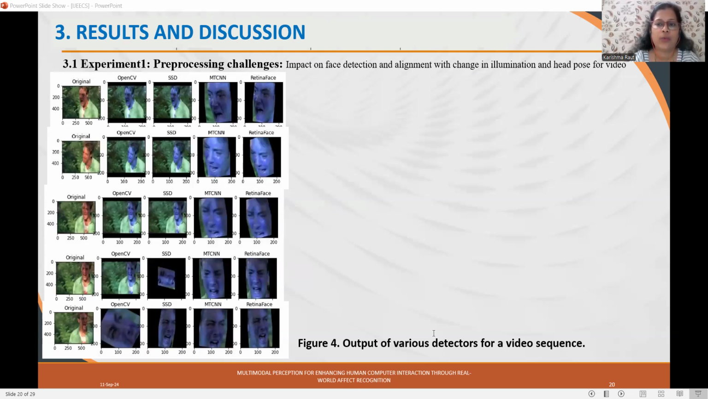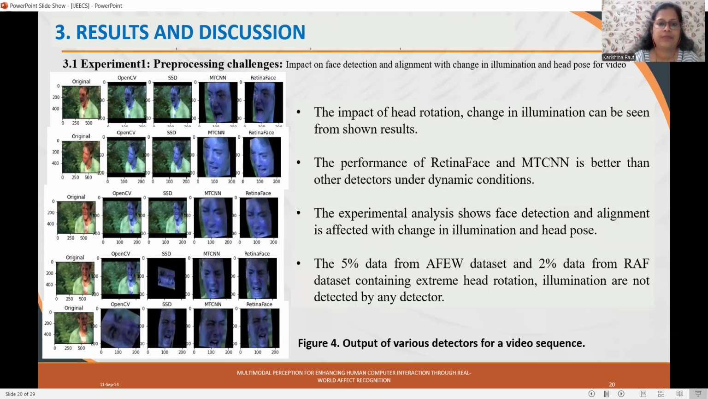The framework supports different face detection techniques under one roof. The complex head position and illumination have a severe impact on the performance of OpenCV, SSD, and Dlib detectors. These detectors are not able to detect the face in dynamic conditions. Frontal faces are detected by all detectors. The face is detected by all but not properly aligned by OpenCV and SSD.